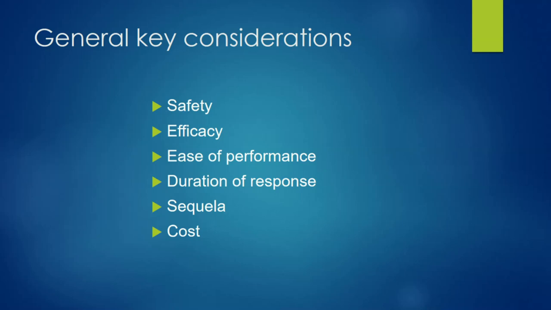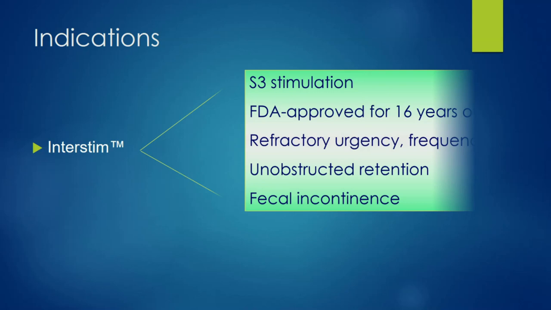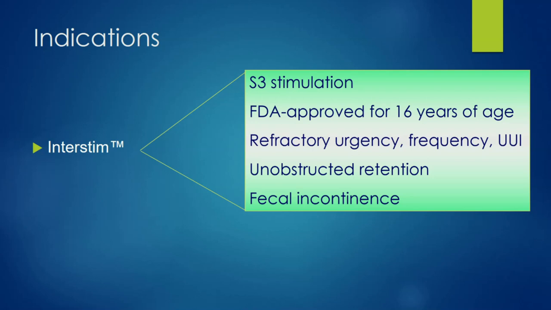Specific to sacral neuromodulation, we're going to talk now about the indications and contraindications, a little bit about technique, a little brief thing about programming, which your representative can help you with as well, some troubleshooting, and then maintenance we can talk about. So who would benefit? That's indications and contraindications. It's FDA approved for S3 stimulation for patients 16 and older, actually. So it's young. It's not 18. It's 16. For refractory urgency, frequency with or without urgency incontinence. Unobstructed urinary retention, which of course we're not talking about here today, and fecal incontinence.